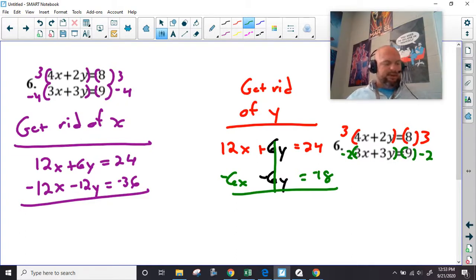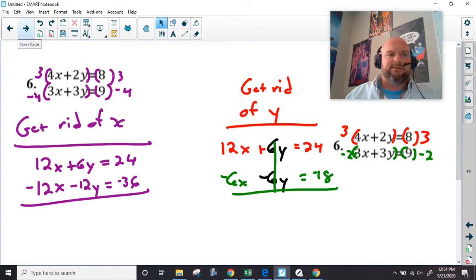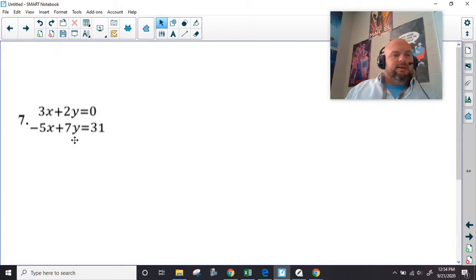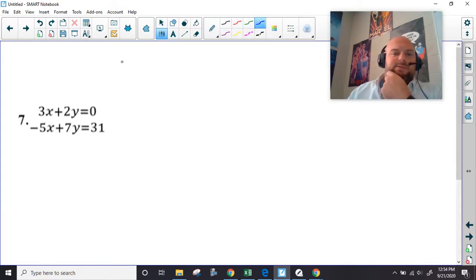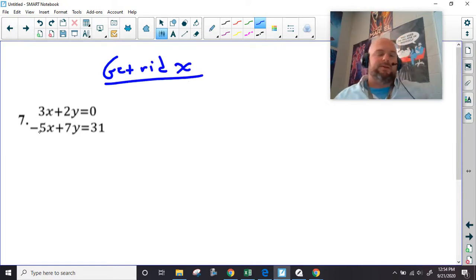Some people, again, are just going to pick one variable and get rid of it. That's all they do. Pick one variable, get rid of it. If this were me, for this one, I would try to get rid of x, and here's the reason why. Now, you can get rid of y, but we already see this is a negative right here. So I won't have to multiply this by a negative.